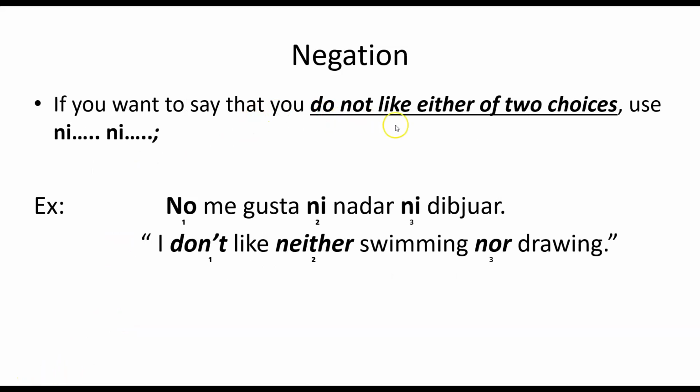If you want to say that you do not like either of two choices, use ni, right? Neither nor. No me gusta ni nadar ni dibujar. I don't like neither swimming nor drawing. You're literally having three negatives in the same sentence, and that is the correct way to do it. No me gusta ni nadar ni dibujar. I don't like neither swimming nor drawing.